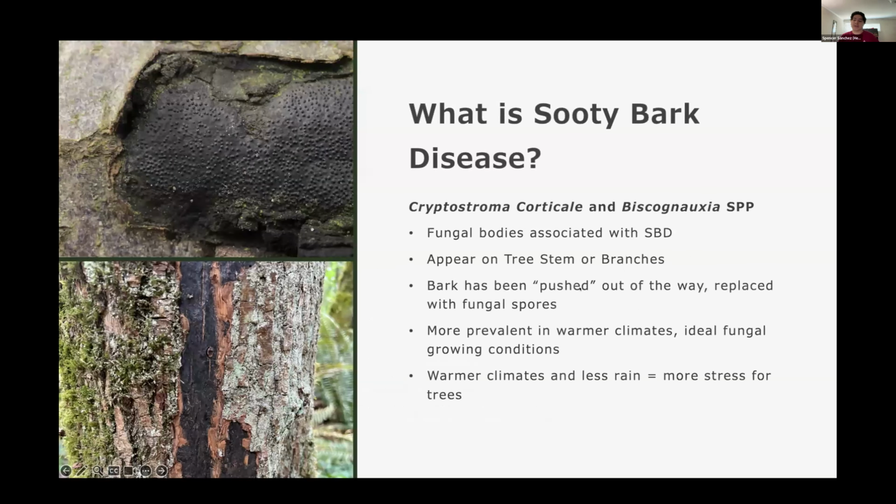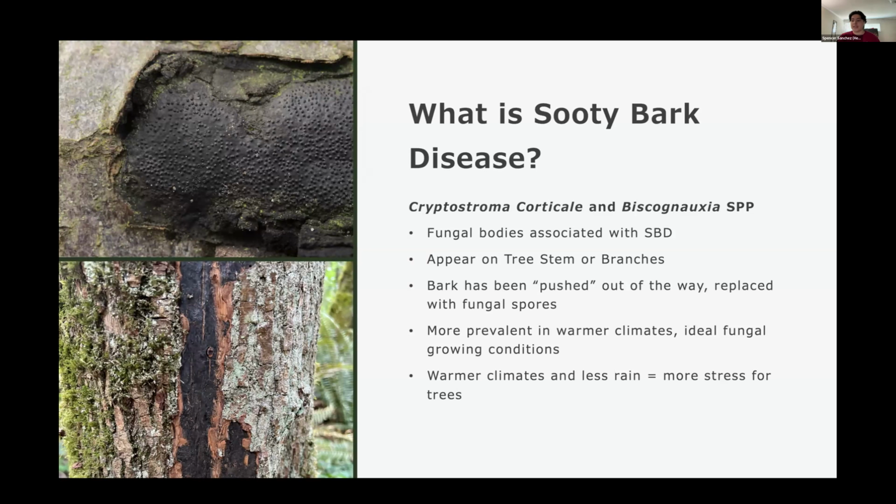So what is sooty bark disease? Sooty bark disease is caused by Cryptostroma corticale or Biscogniauxia spp. Depending on the appearance of the fungal growth on the tree you're looking at, that can give you a bit more insight as to which of the two fungi it may be. And what these do is they essentially cause this infection, which tends to appear on the tree stem or its branches. And when you do observe it on the tree, it looks as though the bark has been pushed out of the way and has been replaced with these black, sort of ashy-like fungal spores that tend to fly and be released easily into the wind.